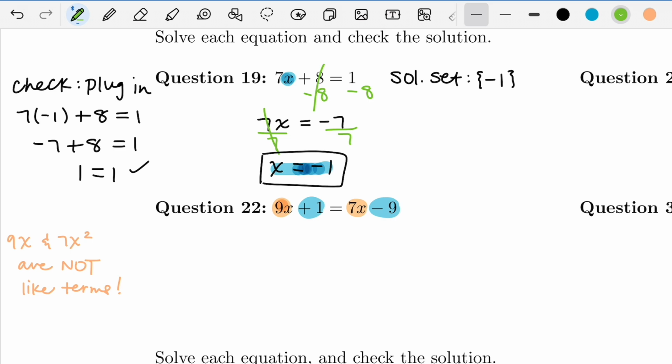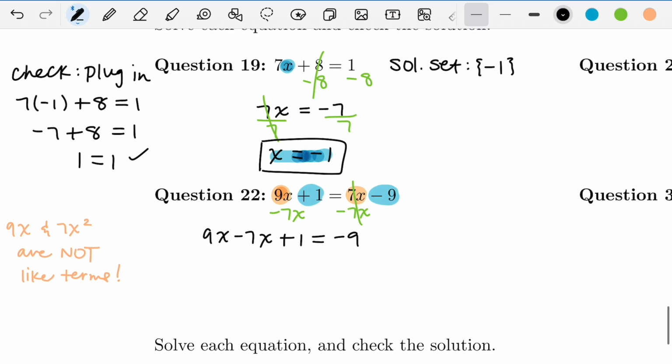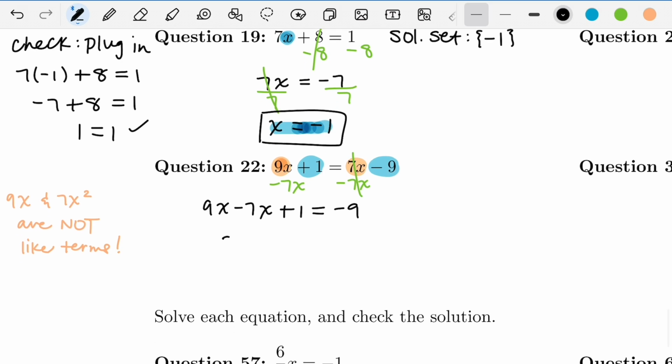Now we can move it over by just subtracting 7x from both sides of our equation. These cancel here. Then we're left with 9x minus 7x. We still have this plus 1 here, and that'll just be equal to minus 9 on the right-hand side of our equation. All right, now we can combine our 9x and our minus 7x. This will just be 2x. We have 9 x's, and then we took away 7 of them, so we have 2 remaining. We still have this plus 1 here, and that's going to be equal to minus 9.